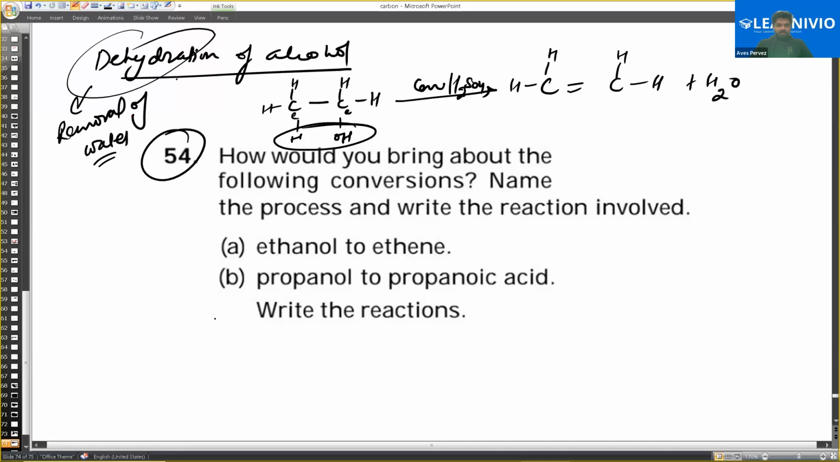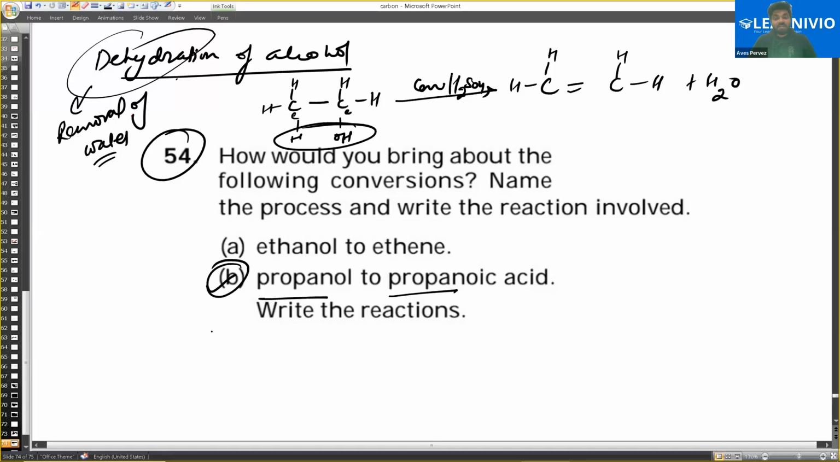And how will you convert propanol to propanoic acid? Sir, what about the other equation where we use acidified potassium permanganate? Here we will use acidified potassium permanganate. It will give a different product. So ethanol: C2H5OH plus 2O, passed through KMnO4, gives CH3COOH plus H2O.